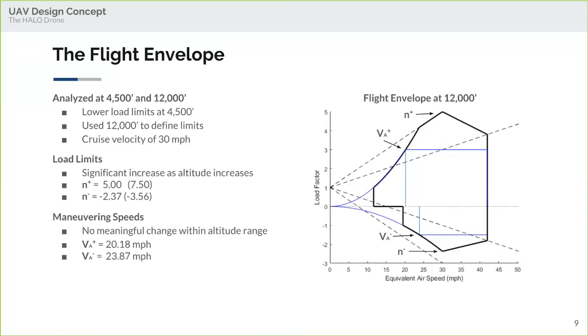The values to the right there, 7.5 and negative 3.56, are the ultimate load factors, which are essentially the load factors multiplied by 1.5. Our maneuvering speeds, we found there wasn't any meaningful change within the altitude range, which gave us a VA positive of 20.18 miles per hour and a VA minus of 23.87 miles per hour.